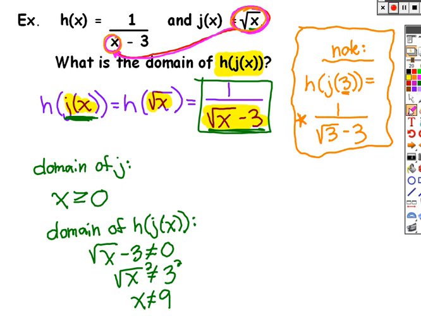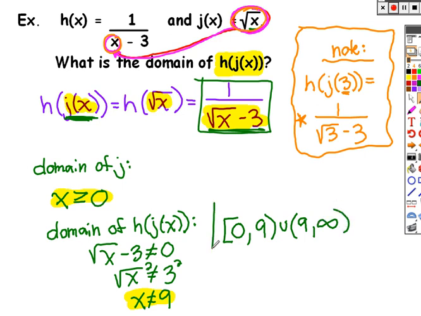So if I combine these two ideas right here, I can only have positive numbers and 0. So the smallest number I could input into the composite function is 0. And then I can input any positive number except 9, which is going to cause me a problem, because that would make the denominator of the composite function 0, and you can't divide by 0. So overall, here is your domain of the composite function.